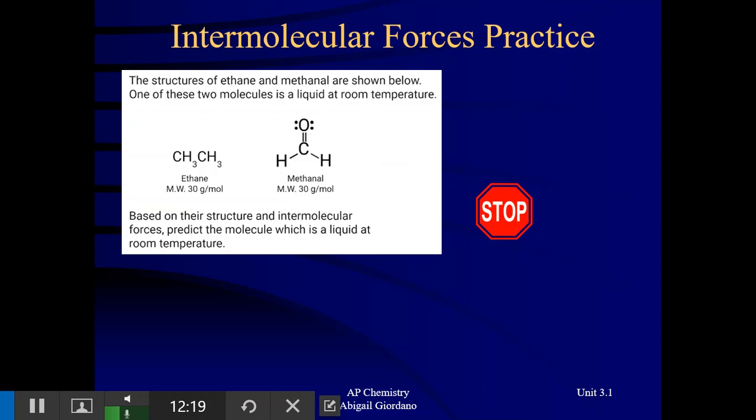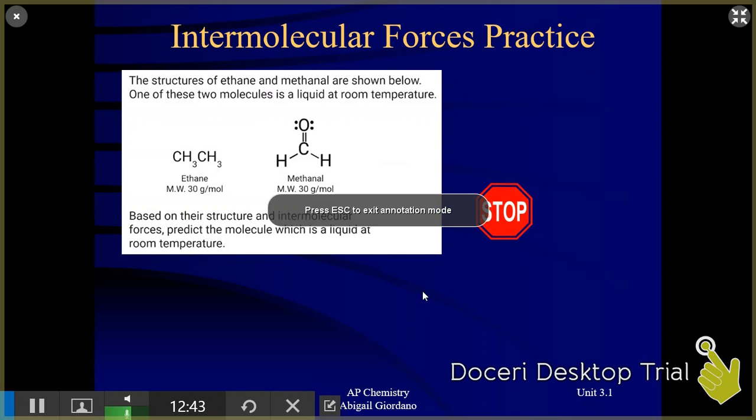It says the structures of ethane and methanol are shown below. One of these two molecules is a liquid at room temperature, meaning the other one must be something else, probably a gas. Based on their structure and intermolecular forces, predict the molecule which is a liquid at room temperature. Okay, so let's talk this one out.